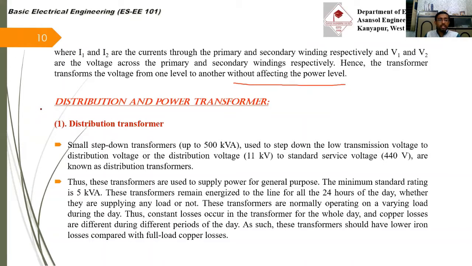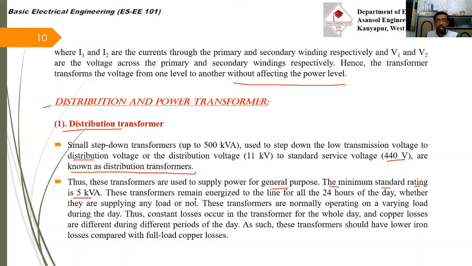Now, what are distribution and power transformers? Distribution transformer. Small step-down transformers up to 500 kVA, used to step down the low transmission voltage to distribution voltage, or the distribution voltage 11 kV to standard service voltage 440 volt, are known as distribution transformers. Thus, these transformers are used to supply power for general purpose. The minimum standard rating is 5 kVA.